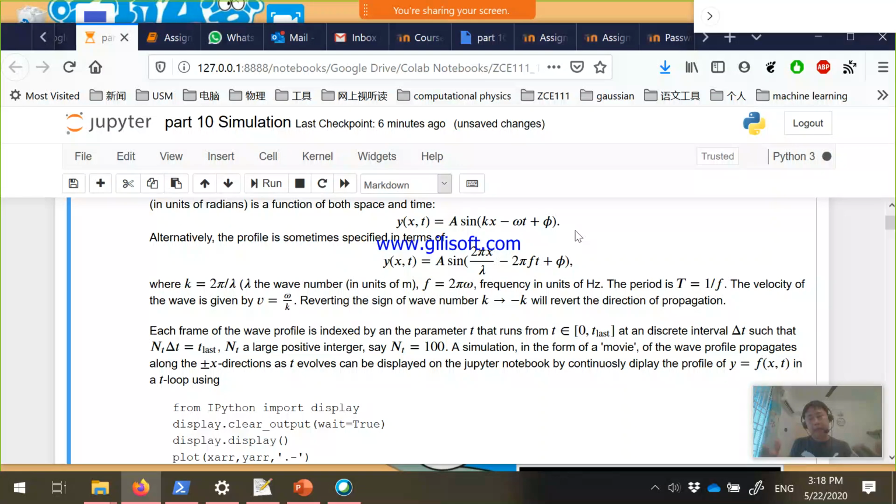Then you display the profile of the function again. Then you change the time again by another delta t, and you display it. So you display it many times. Then what you see on the screen is a different profile that appears at different times. When you overlap all these profiles together, you have a video. I think the idea is quite simple.